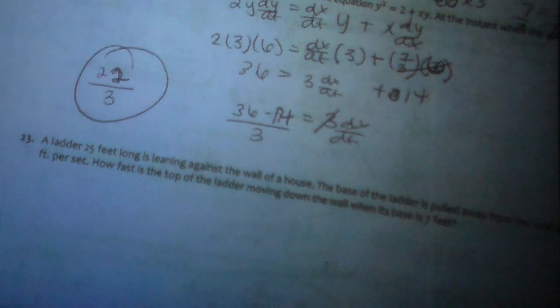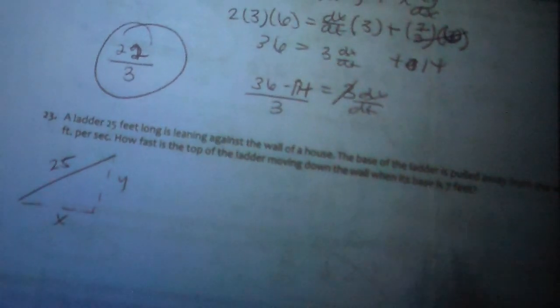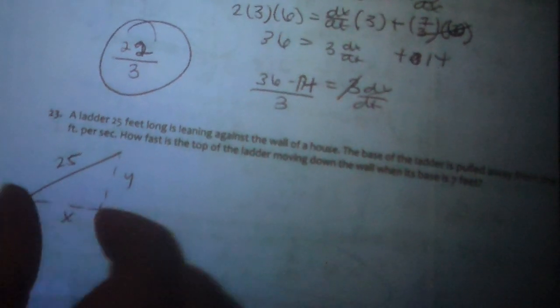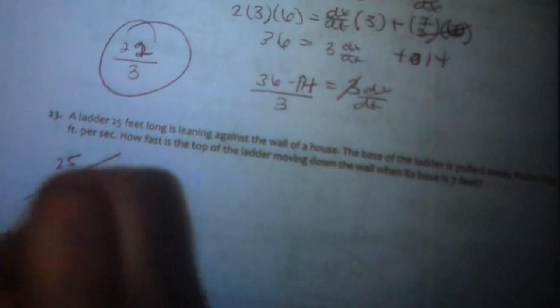A ladder is 25 foot long, base of the ladder is pulled away, so I'm going to say this is 25, it's a constant, so I can call it 25 because it's not changing. I'm going to call this y and x. The base is pulled away at a rate of 2, so that would be like the x, so dx/dt is 2. How fast is the top moving? So dy/dt when its base, so x equals 7.